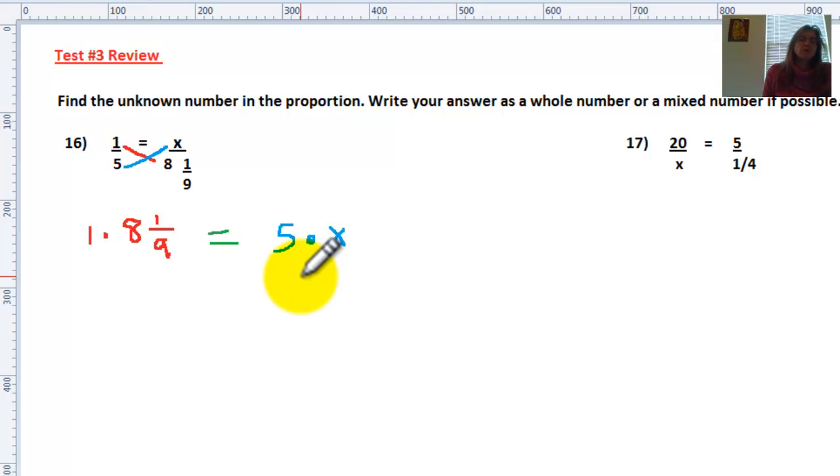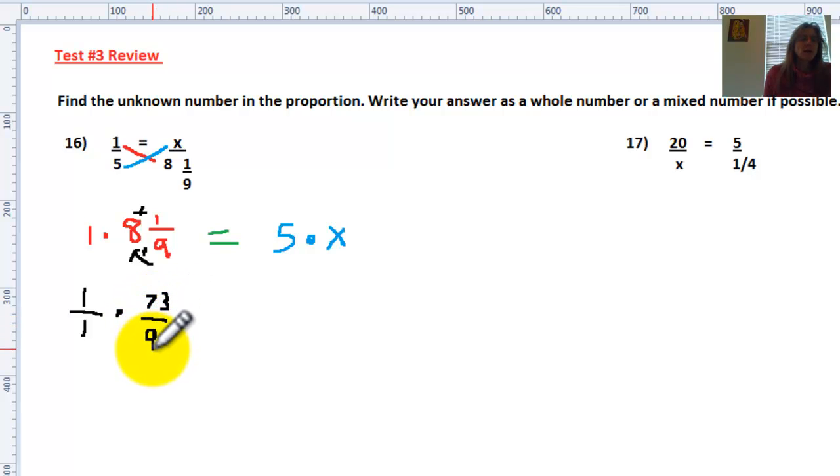But before we divide both sides by 5, let's make this a simpler term. So let's multiply this out following our fraction rules. Let's take our whole number 1 and place it over 1. And let's multiply that by the improper fraction. So we're going to change the mixed number to an improper fraction. We're going to multiply 8 times 9 and then add the 1. 8 times 9 is 72, plus the 1, which is 73. And we just put it back over the 9.